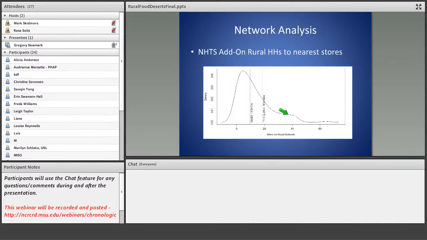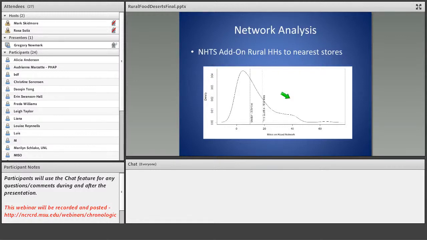So here's the distribution of distances, and the median distance, so half the people are on this side, half the people are on this side, is just under 10 miles for rural communities, and in fact, three-quarters of the population is under 18 miles. So this made us think that perhaps the measure of food security being 10 miles is too short. 20 would make more sense, and maybe even these other options further out make sense.